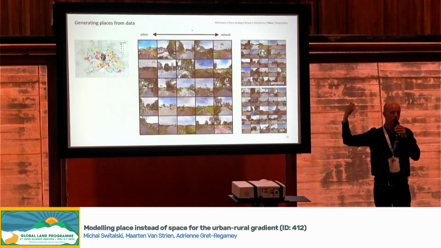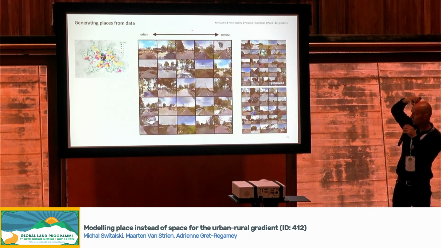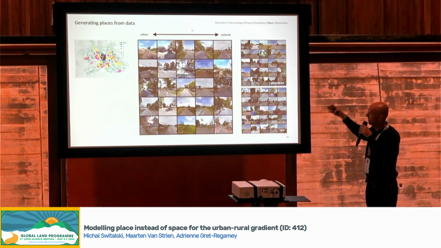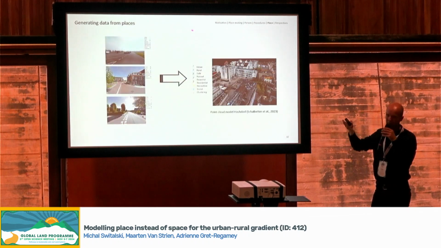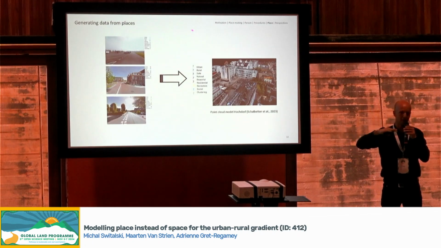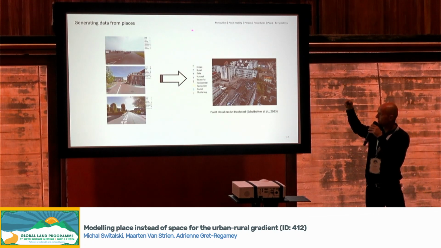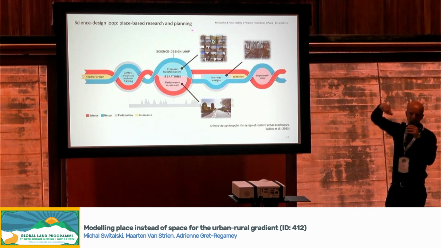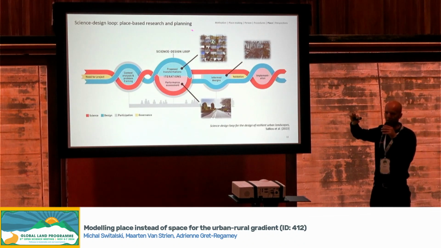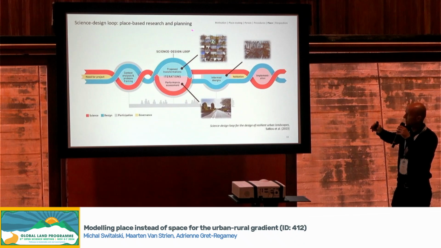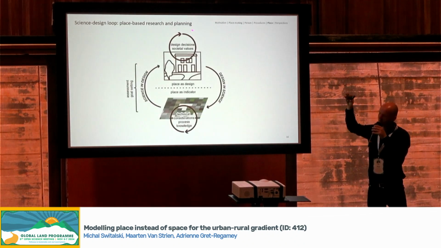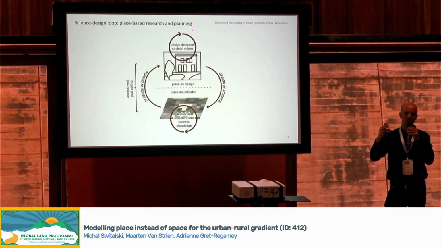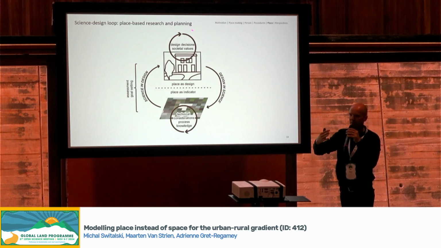What we can also do is train generative models, in this case a conditional GAN, to produce synthetic places based on the input data. On the other hand, we can also take new images of real or imagined places and then rate them. Putting these 2 things together, we have the potential of creating this science design loop. The main point here is that place is both a design, a location, but then also, for us as scientists or researchers or policymakers, an indicator.